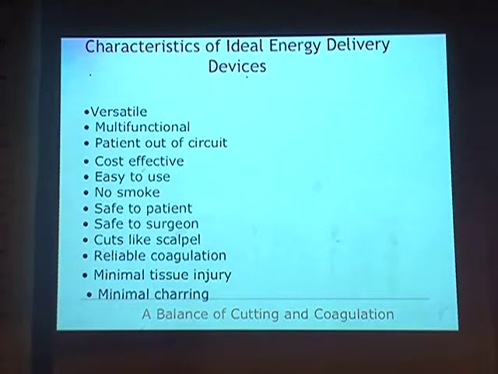Minimal tissue injury, and there should be minimal charring, so that after surgery the tissue will not slough off. It should definitely be safe for the surgeon as well as the patient, and cost effective. It should not be a machine we cannot afford. So all these criteria should be ideal. Though the ideal machine is not available, we should consider these issues, and it should be balanced between cutting and coagulation of the tissues.